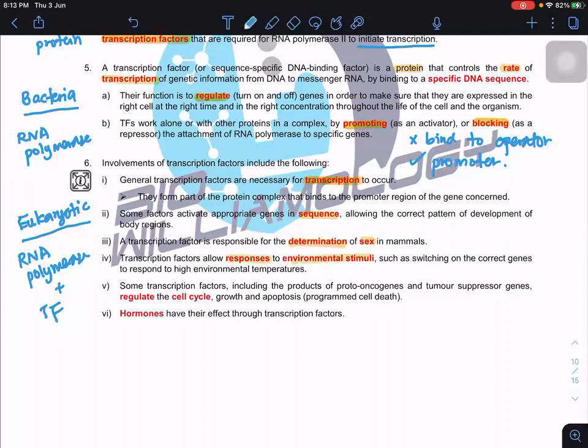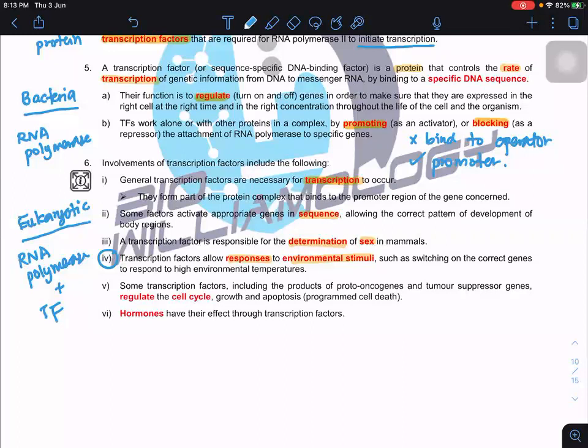Transcription factors also allow the response to environmental stimuli. We're going to use this as an example study later. How we respond to environmental stimuli, and then we can switch on and switch off the correct gene. For example, we know that for certain genes like melanin in our body, when exposed to sunlight, UV, there is an expression of the gene, the peroxidase for example, and then it allows us to have more melanin.